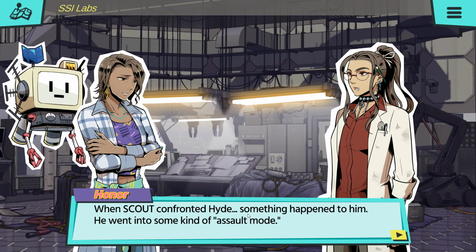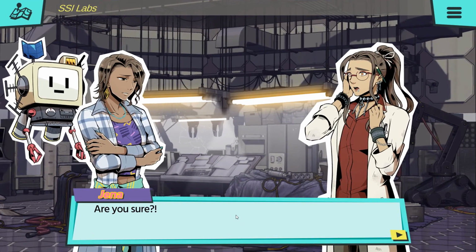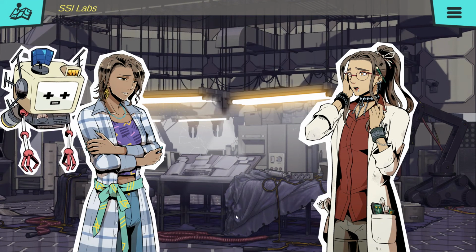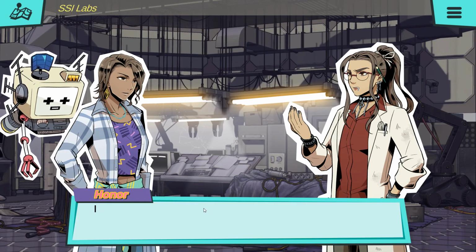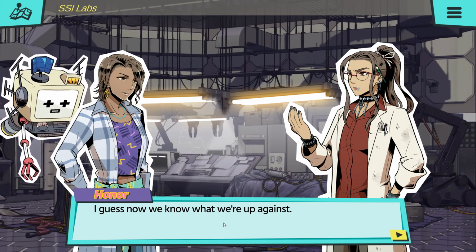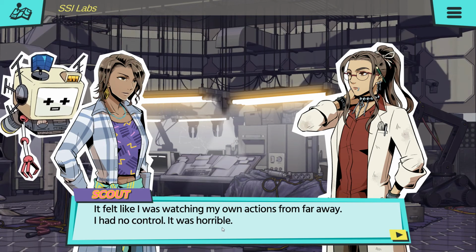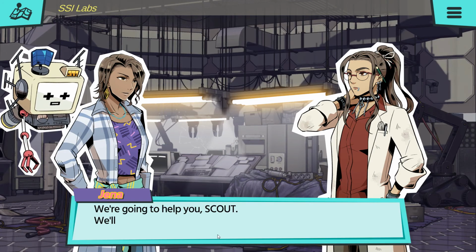When Scout confronted Hyde, something happened to him. He went into some kind of assault mode. Are you sure? I'm sure. It was not for long, but... That's Jack's handiwork. That's how Tom died. I guess now we know what we're up against. It felt like I was watching my own actions from far away. I had no control. It was horrible. We're going to help you, Scout. We'll find a way.